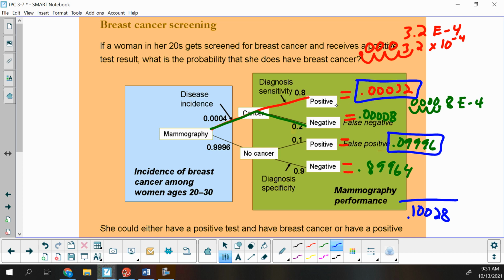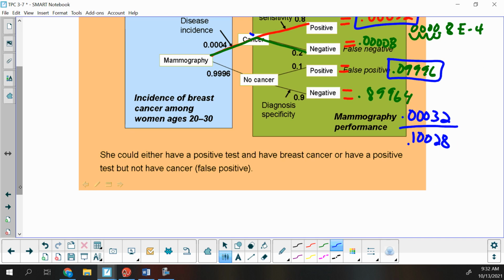Now our numerator is, of those ones we boxed, which is what we actually want. So the denominator was all the positive test results. We want what's the probability she has breast cancer. Well, of those two, the cancer branch was the 0.00032. So take a moment and divide those in your calculator. And we should get a pretty long decimal.